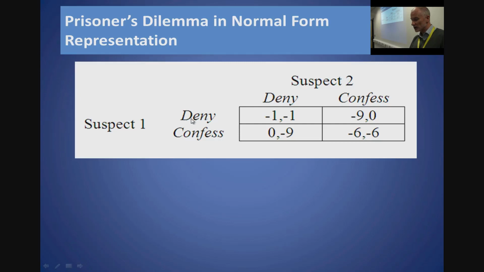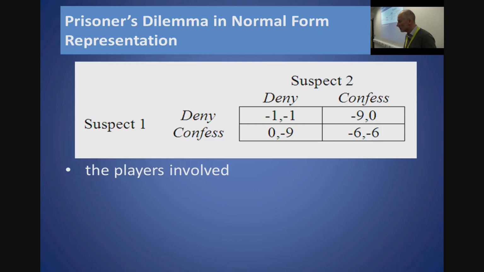So if suspect 1 denies, while suspect 2 confesses, 1 gets 9 months, 2 gets 0. So that's the way in which conventionally you should not just present but also interpret these numbers. The first figure is for the row player. The second figure is for the column player. The way that I've now represented this game graphically is known as the normal form representation.